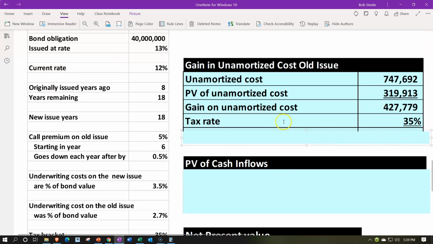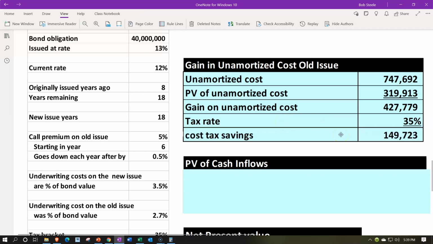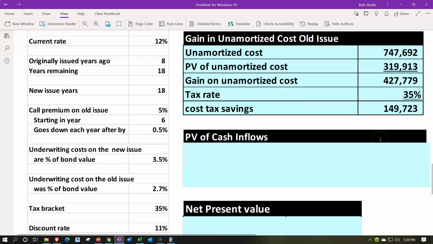So the $427,779 times the 35% would give us the cost tax savings, which would be the $149,723. Notice this whole step has to do with not the cash flow of the process, but with the tax impact that is resulting from it.